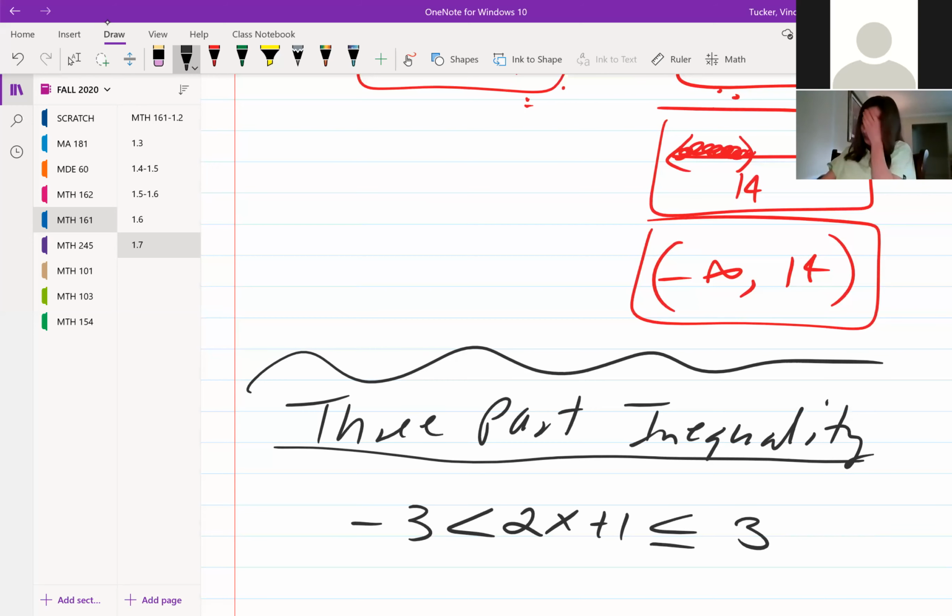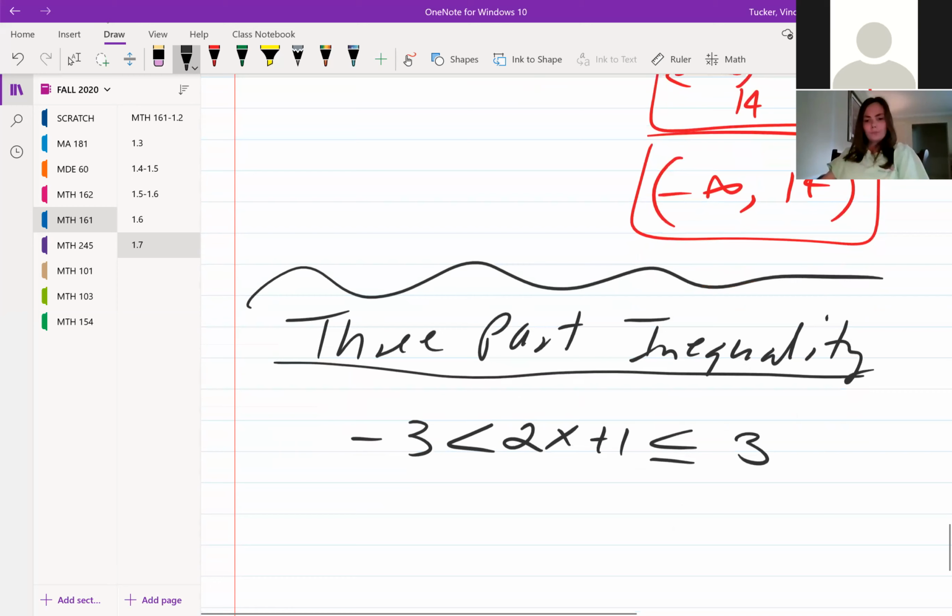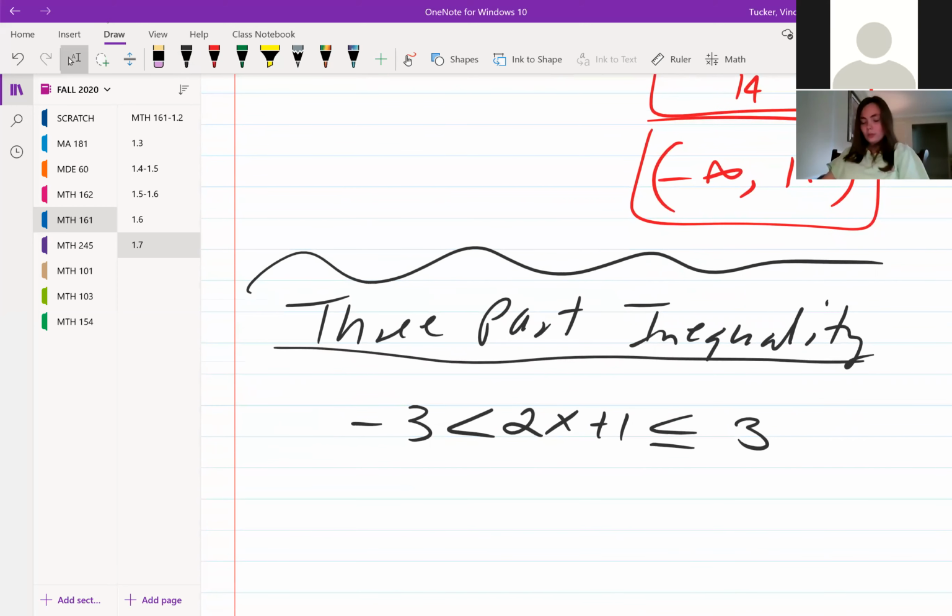All right, so a three-part inequality. Those last four rows in that chart are the result that you will get from a three-part inequality. We call it three parts because you have 1, 2, 3 parts. And just like when you're solving, whatever you do to one side, you have to do to the other. So whatever you do to one part, you have to do to the other in order to keep your equivalency.